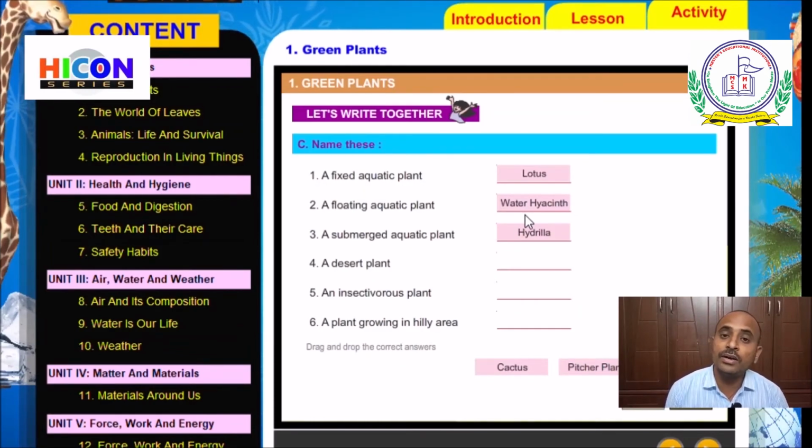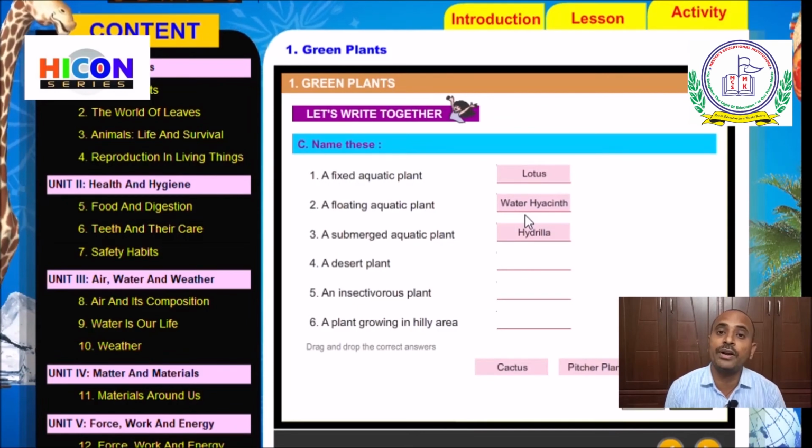We have already discussed hydrilla. Hydrilla cleans and purifies the water by removing the carbon dioxide present in it. This is a special feature of the hydrilla plant.